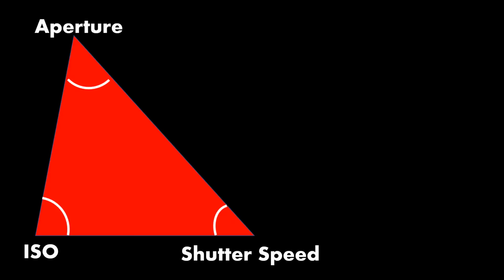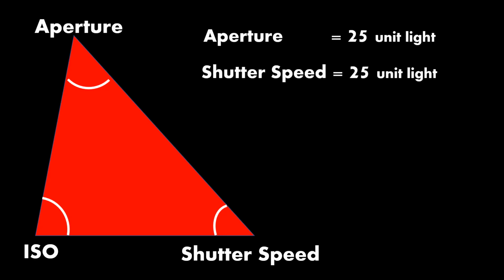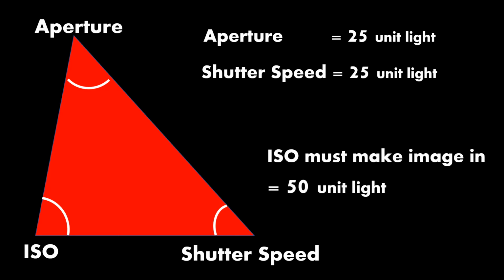This means that if X amount of light is required to enter with a combination of a given shutter speed and aperture, then the ISO of the sensor must adjust itself to make the image with that X amount of light. Explaining it the other way, if the ISO of a sensor requires X units of light for proper exposure, then the shutter and aperture combination must allow that X amount of light to pass through the lens and enter the camera. For example, if the aperture allows 25 units of light to enter and shutter speed allows another 25 units, then ISO must be adjusted to make the image with 50 units of light.